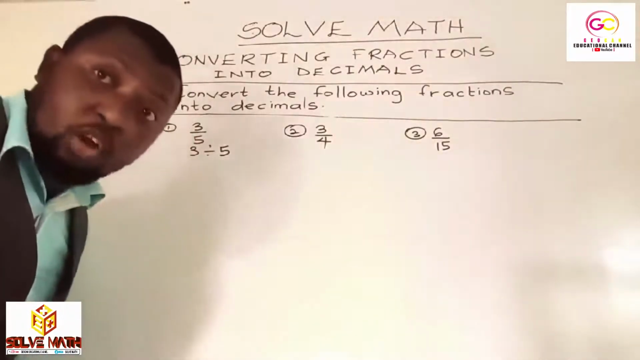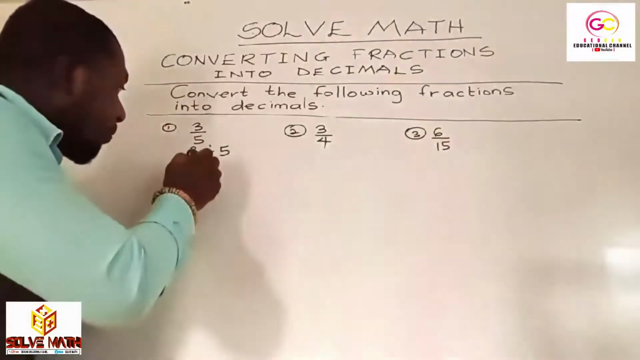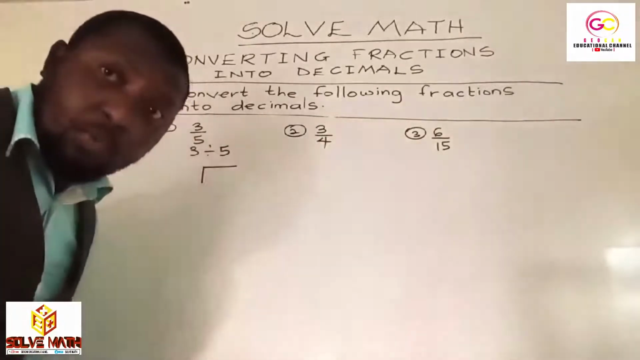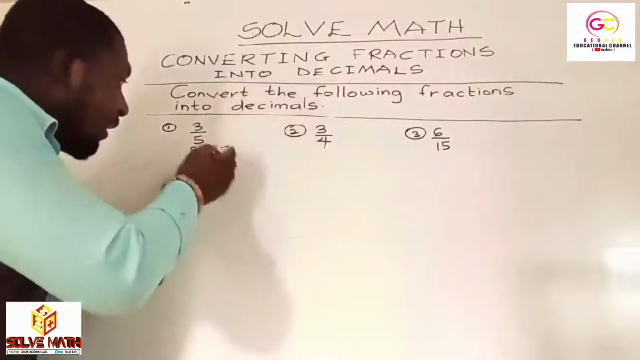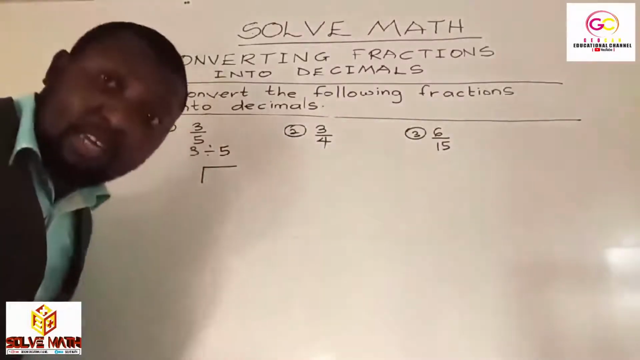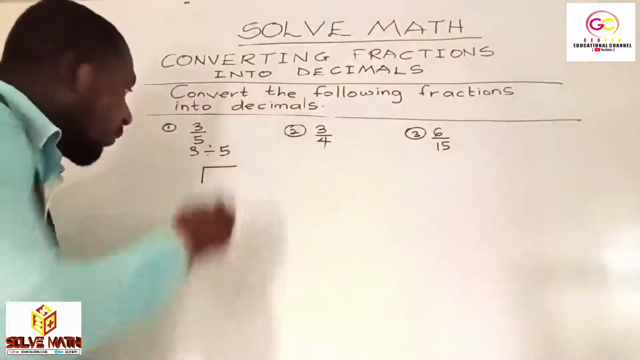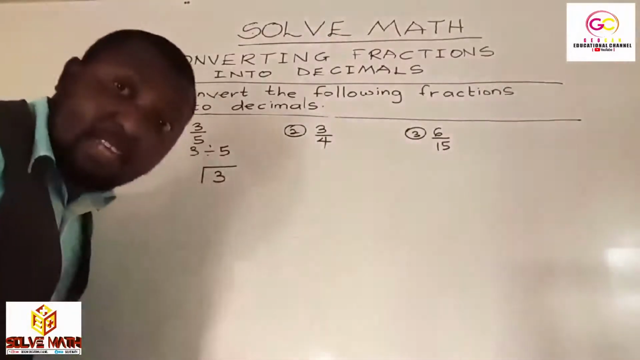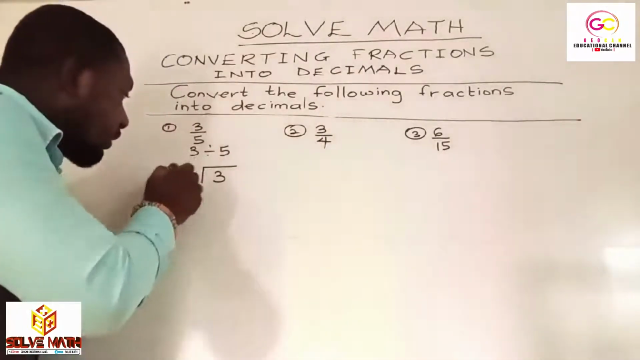Now, you are going to use long division. So you have what? Your symbol here. And always, we know that this is the dividend, and this is the divisor. Then what? The dividend goes in. So here, the dividend is 3. 3 goes in, and the divisor is what? 5. It comes out. Good.